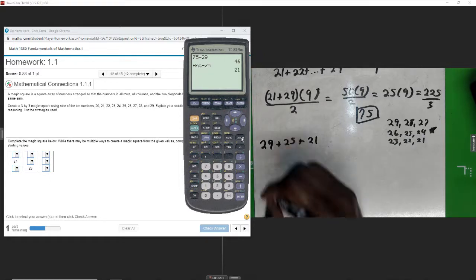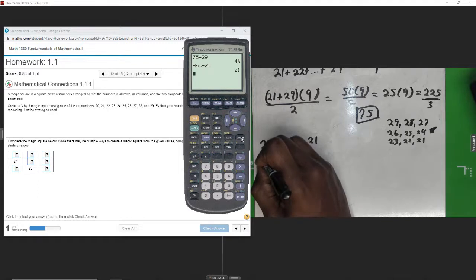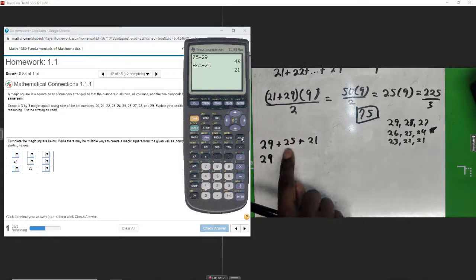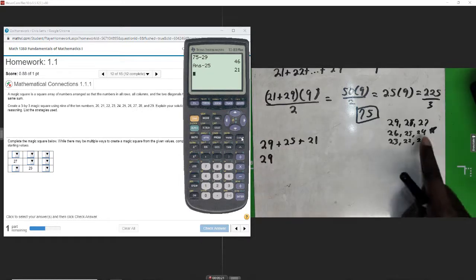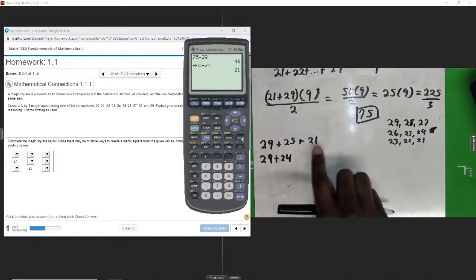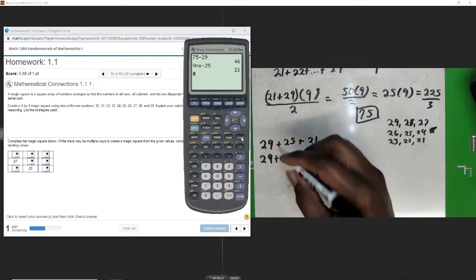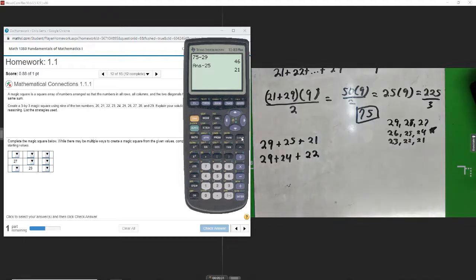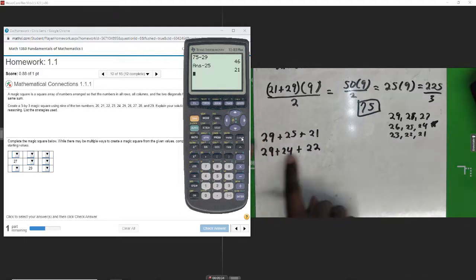Okay, so I'm going to say 29. If I take away 1, that'll give me 24, which is in my list. And if I add that 1 to this back number, that'll give me 22, which is also in my list. Okay, so I'm just going to be manipulating these that I have.